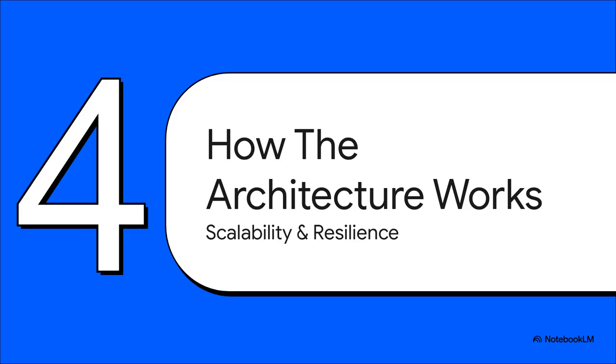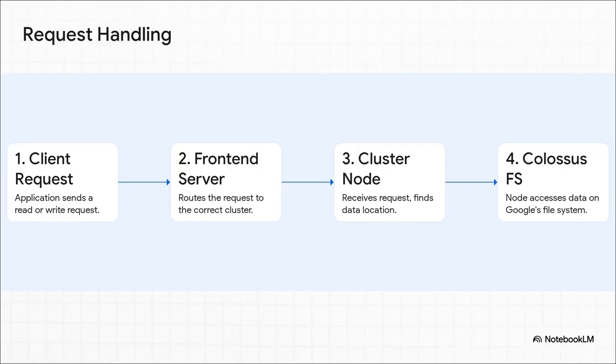So let's peek under the hood for a minute and find the secret sauce that makes Bigtable so incredibly scalable and resilient. So let's follow a single request from your app. It sends a read or a write. That hits a front-end server, which is smart enough to route it to the right node in your cluster. Now that node figures out where your data lives. But, and listen closely because this is the most important part, the data is not on the node itself.